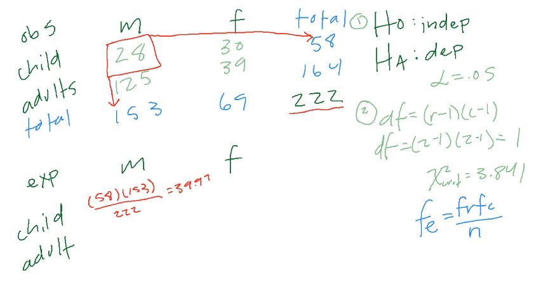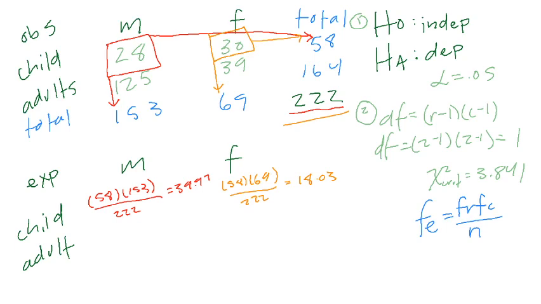So just hang tight with me while I finish this up, and hopefully you'll start to see the pattern here. So here's our expected value for males who are children. Let's try for females who are children. So we have this total and this total. We're going to take 58 by 69, and we're going to put it all over 222, the total value here. So what we're getting is proportions based on the totals of each of these groups. How many total males do we have? How many total females do we have?